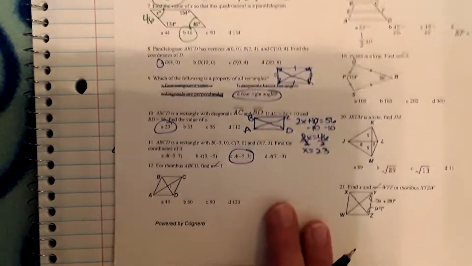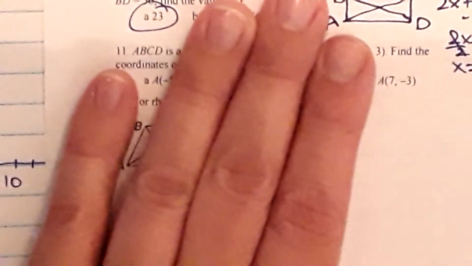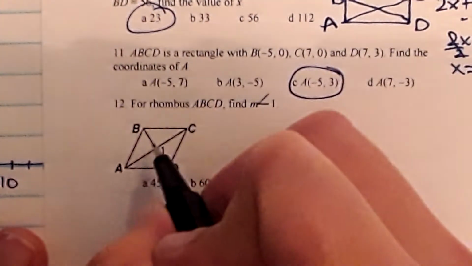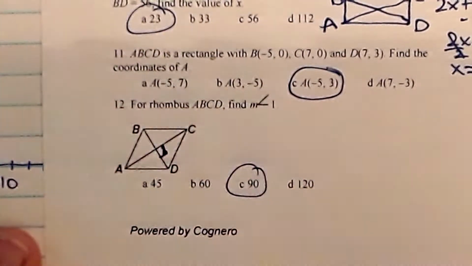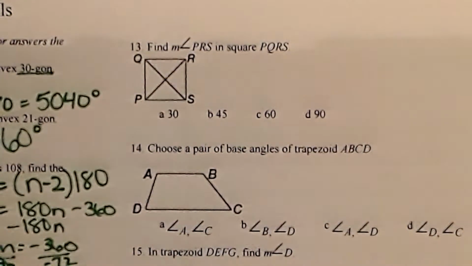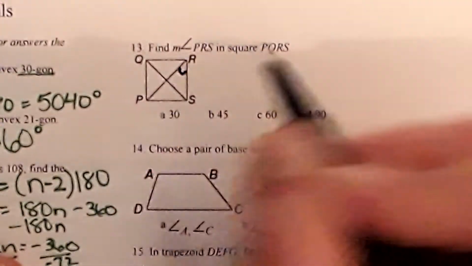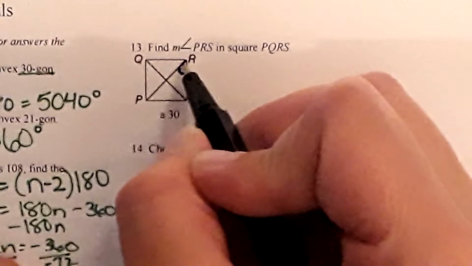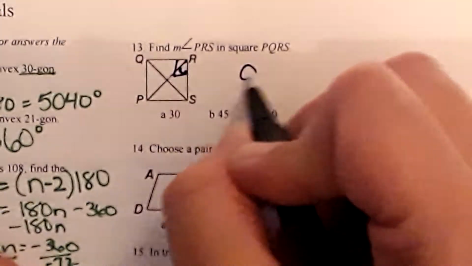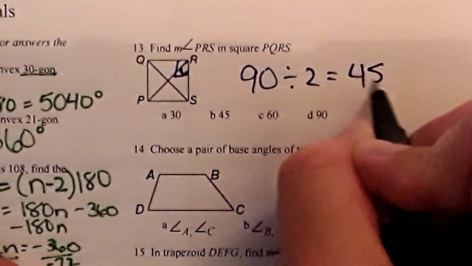12. For rhombus ABCD, find the measure of angle 1. So now I'm going to zoom in again. Hopefully it'll focus. There we go. Well, in a rhombus, the diagonals are perpendicular, so it must be 90 degrees. Then for 13, find the measure of angle PRS in square PQRS. It's a square. It wants to know just this angle here. In a square, the diagonals bisect the angle, and the angle has to be 90 degrees because it's a square. So 90 divided by 2 equals 45 degrees.